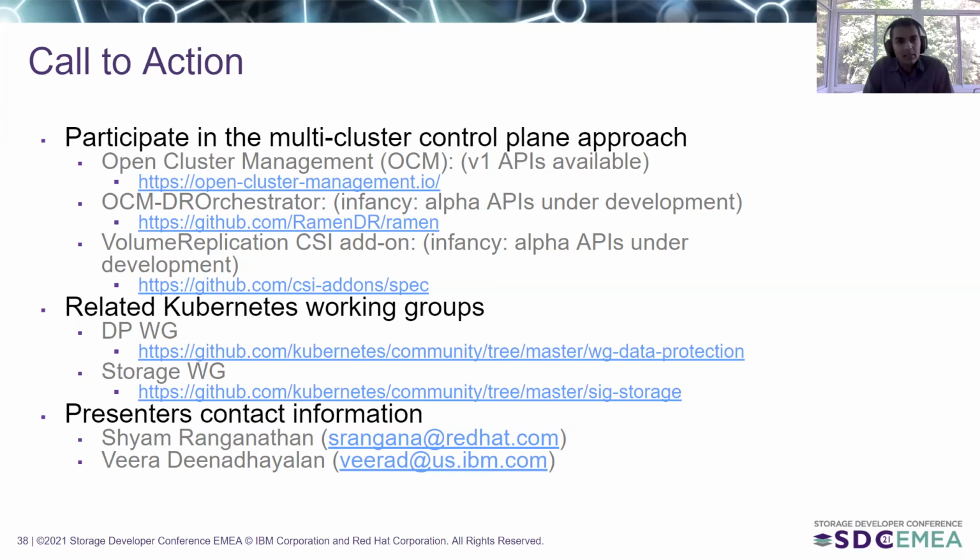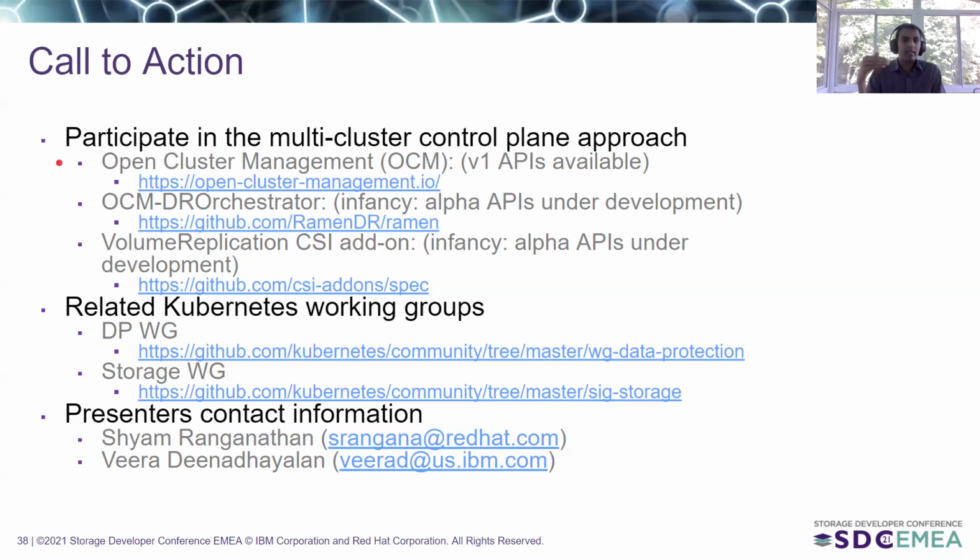Our call to action, based on all that we've been talking about, is: if you want to participate in the approach that we laid out for disaster recovery via the multi-cluster control plane, volume replication, and so on, this is where most of the work is happening. As I said, the Open Cluster Management project is what we're using for the multi-cluster control plane. It's out there. It's got a whole bunch of version 1 APIs, which means it's GA supported. It's not a nascent project in that sense.